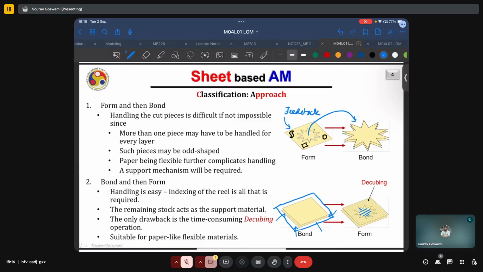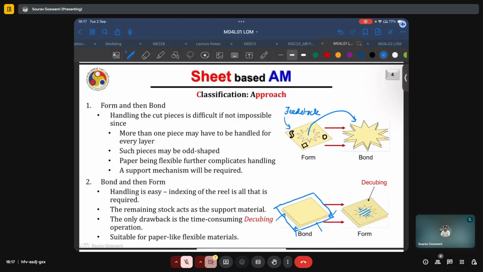In the other approach, which is the bond then form approach, handling is comparatively easy because what you're essentially doing is just stacking one rectangle on top of another. Indexing of the reel is all that is required. The pre-existing deposited material or the existing stock acts as the support material in case any overhanging features are to be generated.